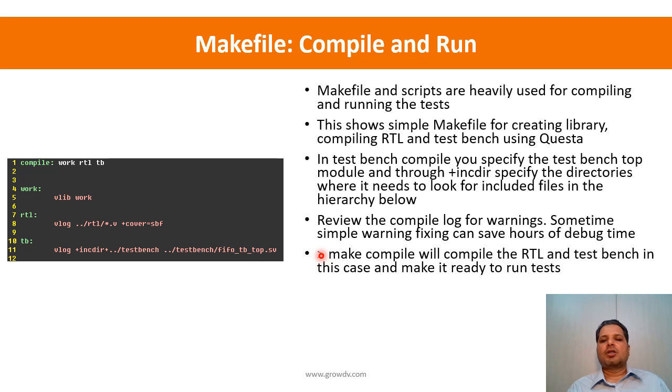So on the command line, in the directory in which this makefile is present, when you call make compile, it will come to this particular target on line 1. It will first call this work target, for which the vlib work will get created. Then it will call the RTL target, where you compile all the Verilog files. Then it will call the TB target, where it will compile the TB.